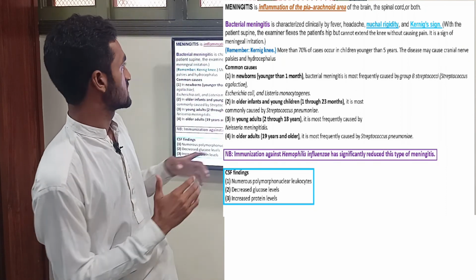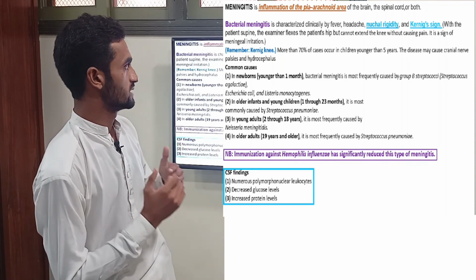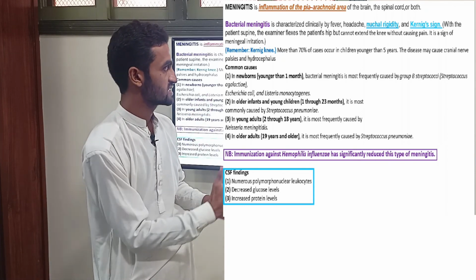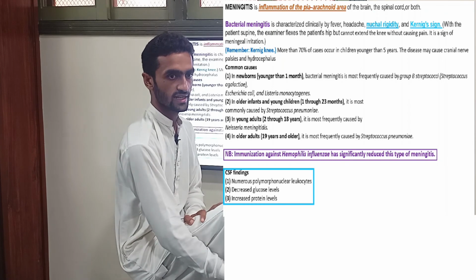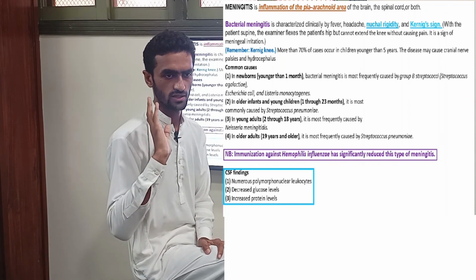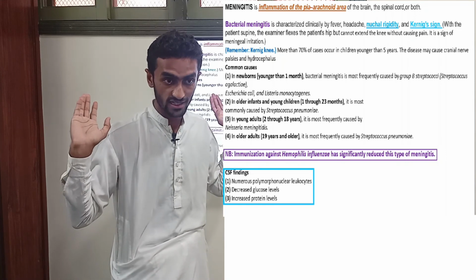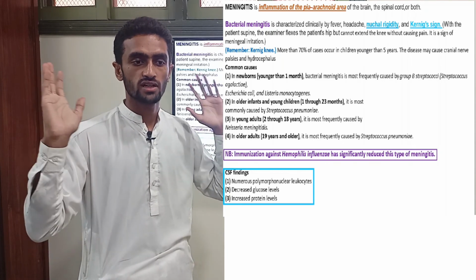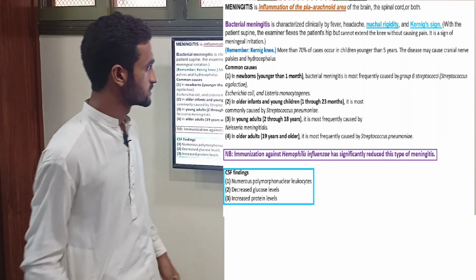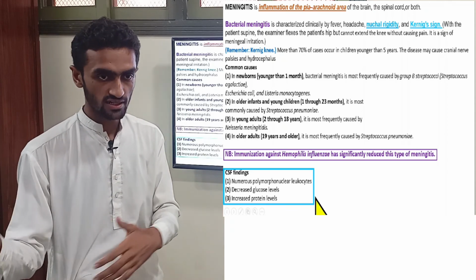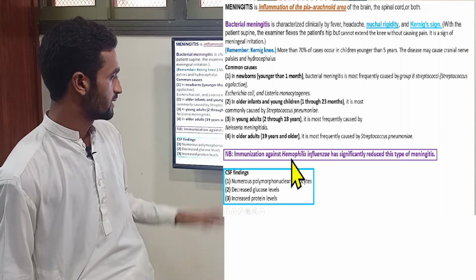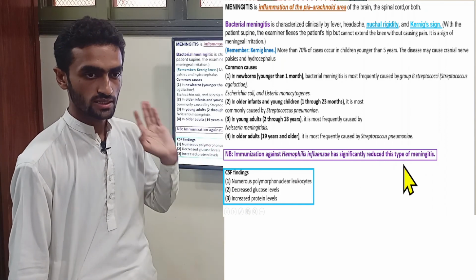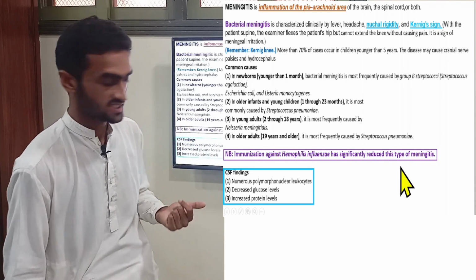The other thing is Kernig's sign. When you flex the patient's hip, you cannot extend the knee. When you try to extend their knee, it is a very painful condition, so maybe they cry in the hospital. This is Kernig's sign. These actually define your meningitis condition. The immunization used in early life against Haemophilus influenzae has significantly reduced this type of meningitis. So these immunizations, or you can say vaccines, are very important.